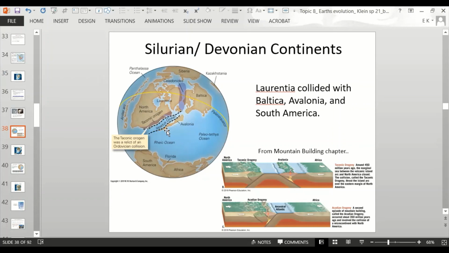Okay, so here's Avalonia. And we have seen this before when we talked about mountain building. Okay, we had the tectonic orogeny, and then we had Avalonia offshore here. Okay, and then eventually Avalonia collided onto the rest of this land over here, adding on to the tectonic mountains. And that formed the Acadian orogeny. Okay, so this diagram here shows you before the collision of Avalonia with the rest of North America. Okay, so this is before that Acadian orogeny.